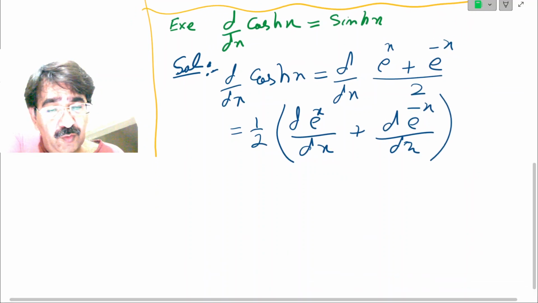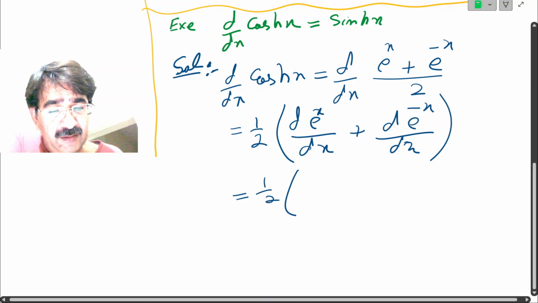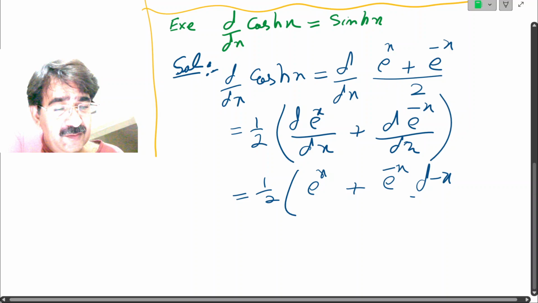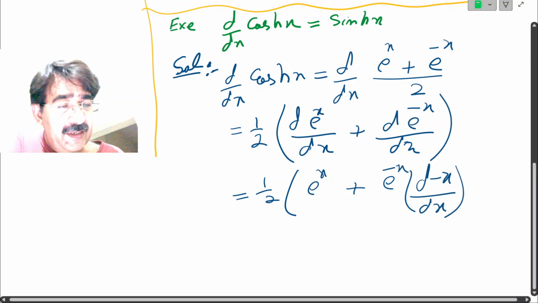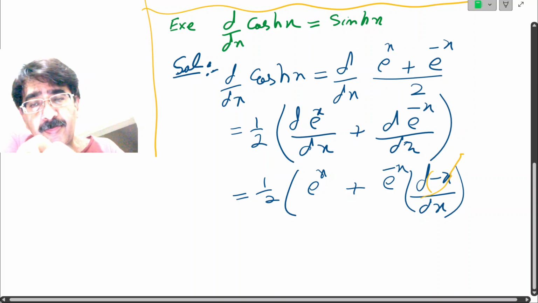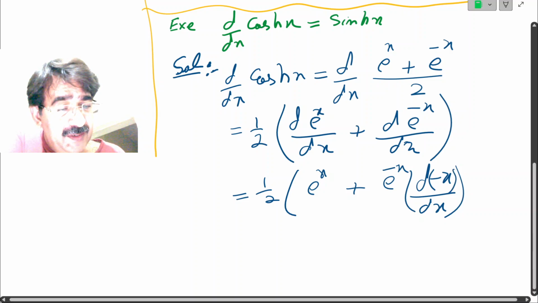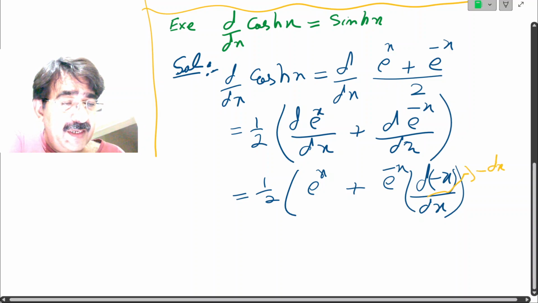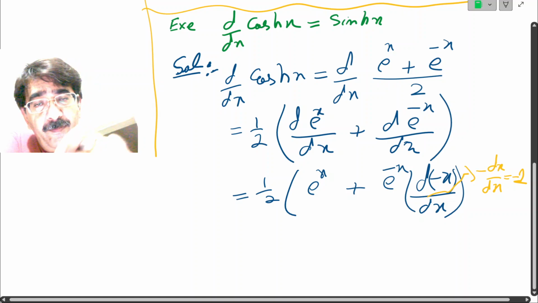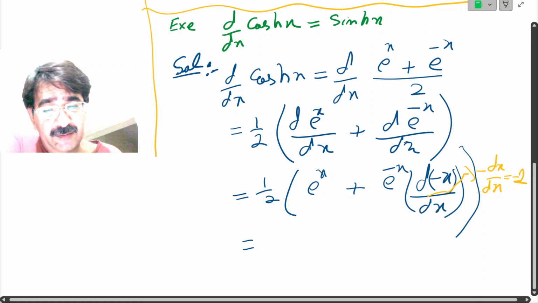So the derivative of e^x plus e^(minus x) is, as in the previous case, for e^(minus x) I have already explained that it will be minus dx over dx, and that will be equal to minus 1. So what will be the answer?